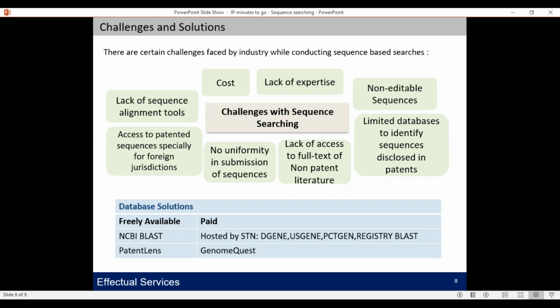With the STN group, sequences can be searched in patent and non-patent literature, and it provides access to a broad range of databases. With GenomeQuest, you are limited to patents only with no NPL capability.